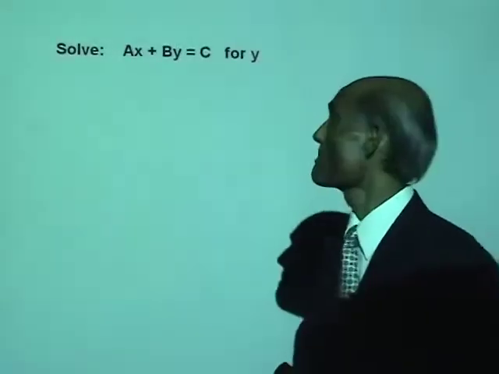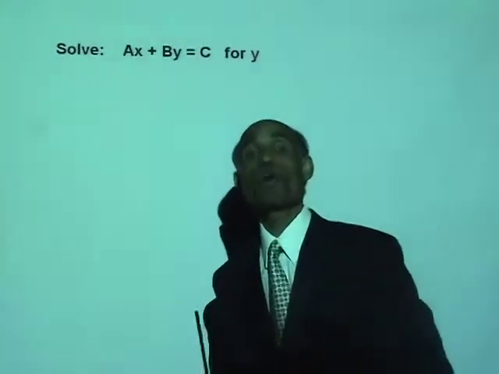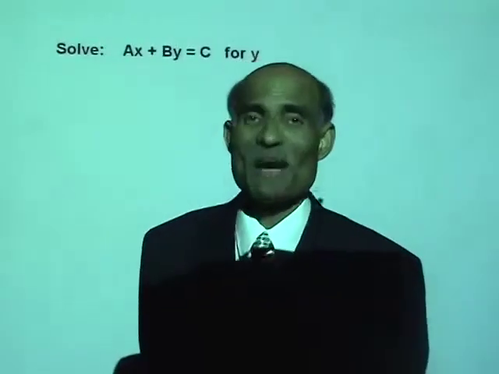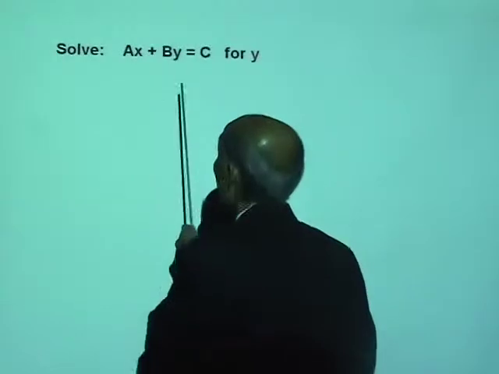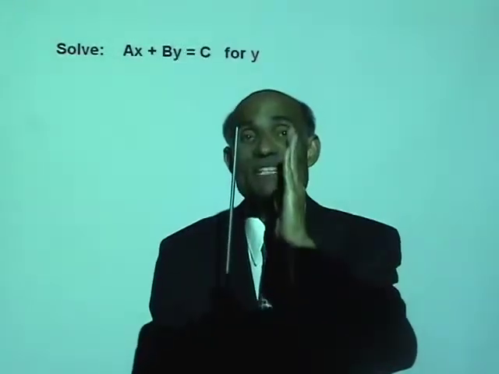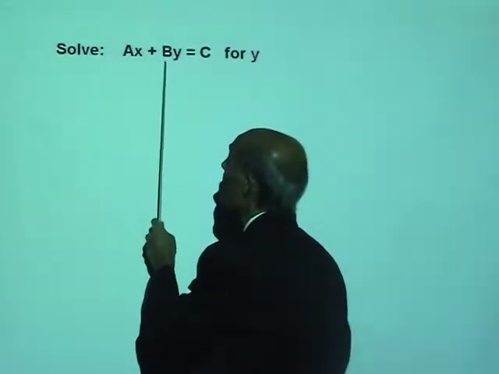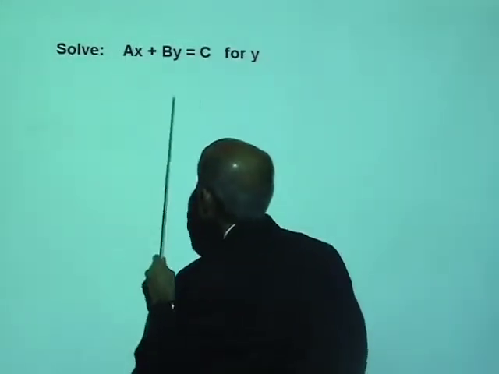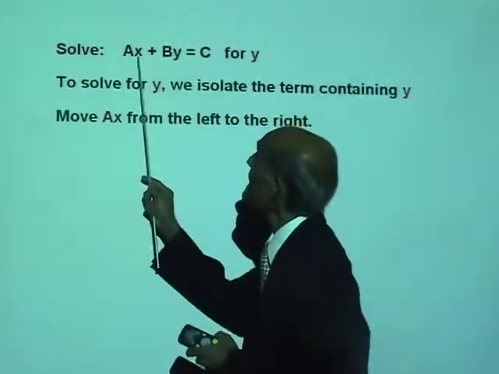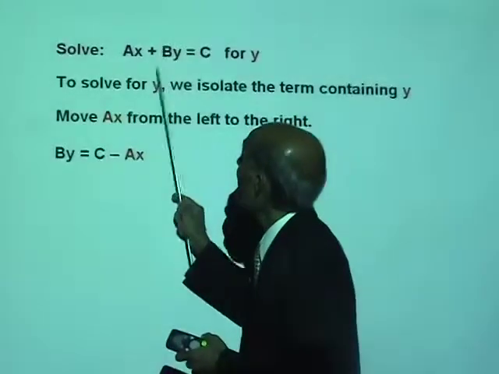Okay, next. Solve AX plus BY equal to C for Y. You need to solve that formula for Y. Okay, can you talk about it? What is the first thing to do? I want to solve for this Y. The method we have developed is isolate that term containing Y. The term containing Y is BY. Leave BY here and move AX to the other side. Is that right? Yes. So AX will go to the right side and become minus AX. Is that right? Yes.